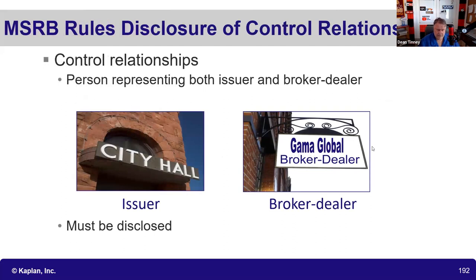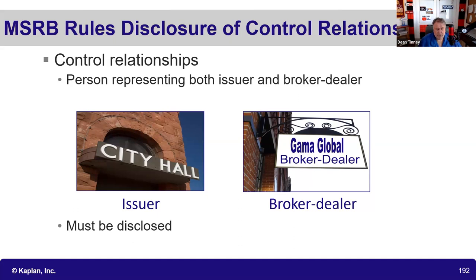Control relationships need to be disclosed. So my firm was called Gamma Global. There's my sign out there, Gamma Global Broker Dealer. I sit on the city council, and the city council goes to sell some bonds. I go, hey, that's what I do for a living. Why don't you hire my team at Gamma Global to sell the bonds? My rep calls you and says, hey, we got these bonds. You go, do you like the bonds? We go, we love the bonds. Our CEO represents the issuer, the city, and he represents our broker dealer. There's a control relationship, so it needs to be disclosed.